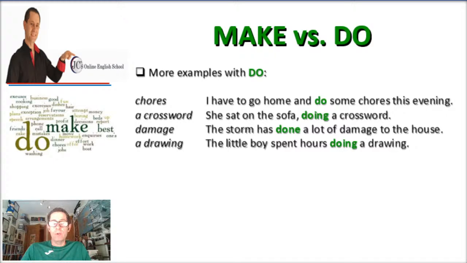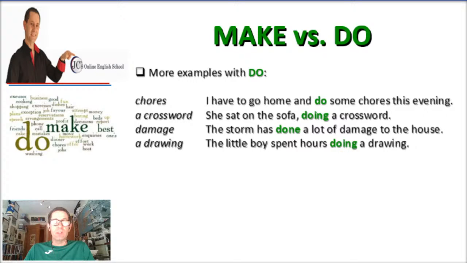Okay, a crossword. She sat on the sofa doing a crossword. So to do a crossword is the expression, and to do some chores goes with do. Both of them go with do. All right. Another one is damage. With damage, you also use do. For example, the storm has done a lot of damage to the house.